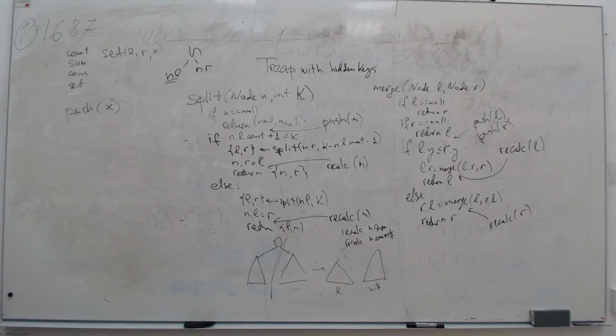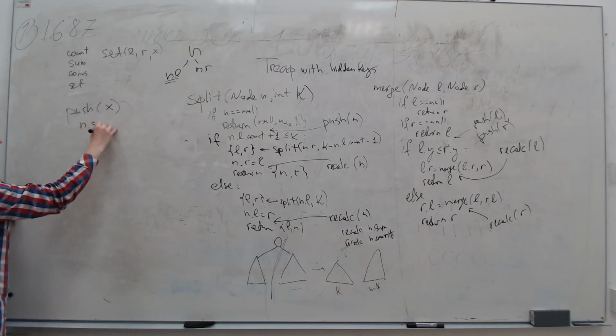Why should it be different from add? In add we add this value, right? Why should that be different? It shouldn't be anything very different. No, that's true. It shouldn't be very different. So what should it be? So n dot sum.